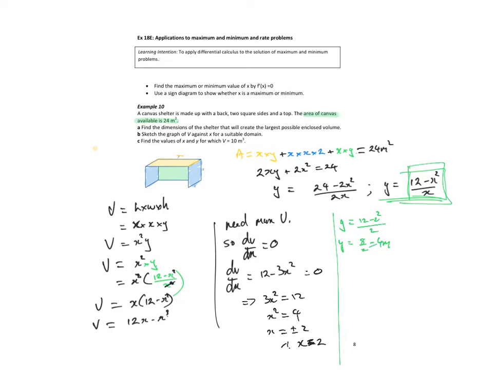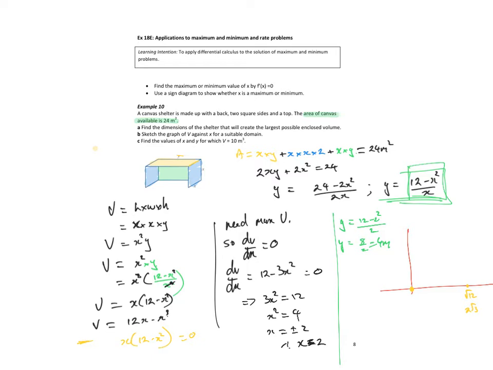If I want to sketch this graph, if I factorise by taking x out, I get x times 12 minus x squared. So I get intercepts at 0 and plus or minus the square root of 12, which is 2 root 3. I won't worry about the negative one, because we only need x to be greater than 0, don't we?